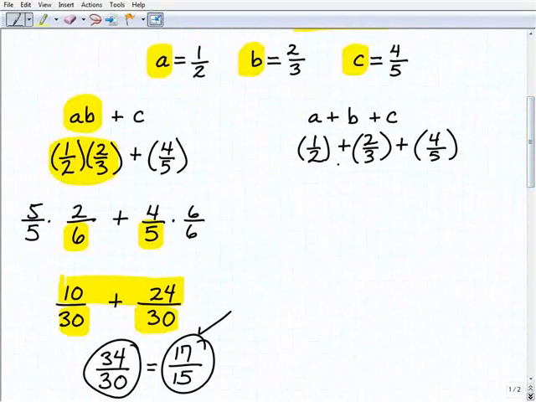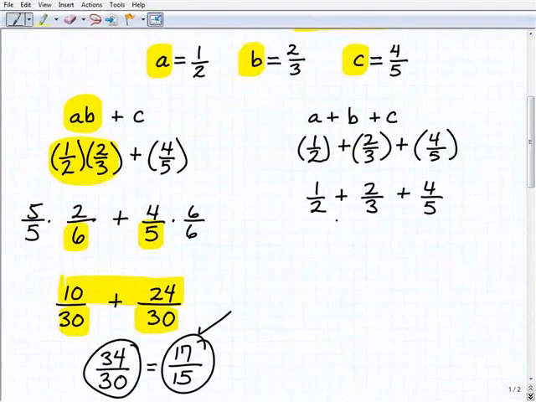Okay, so 1/2 plus 2/3 plus 4/5. All right, so what do we need to do here? We're just adding all these fractions up. Well, what we're going to have to do is find the lowest common denominator. So once again, what's the lowest number that 2, 3, and 5 all go into? If you recall, when we talked about how to find the LCD or the LCM, the lowest common multiple, the lowest number that 2, 3, and 5 go into.